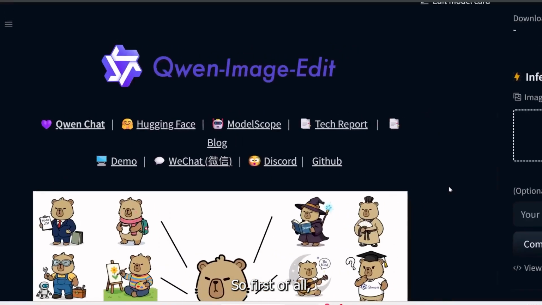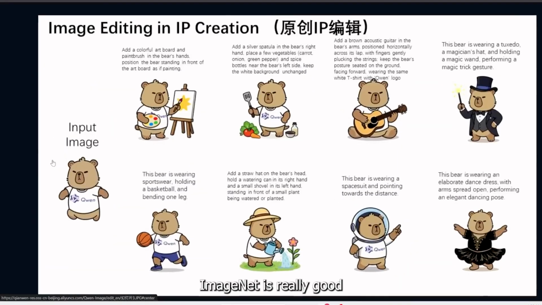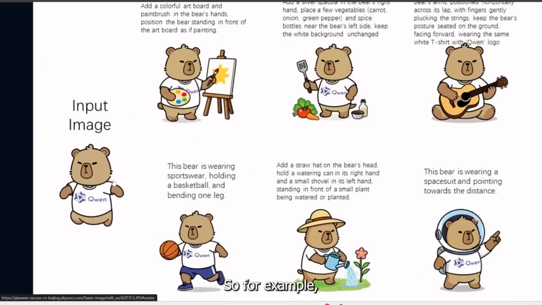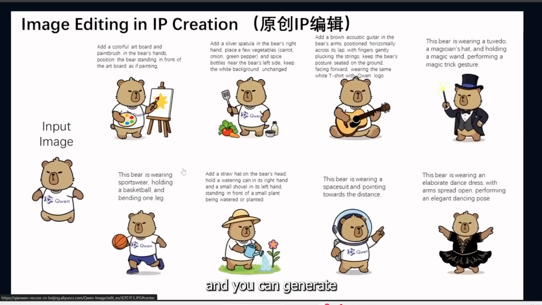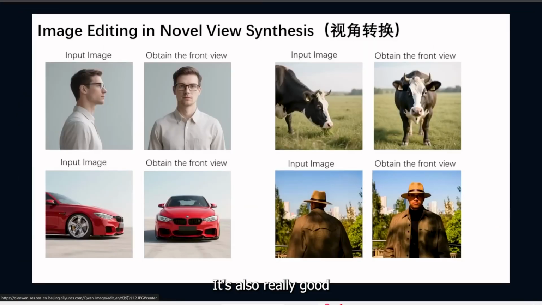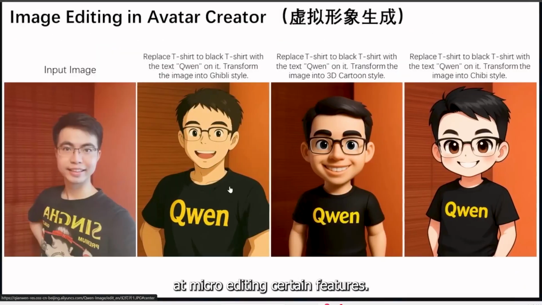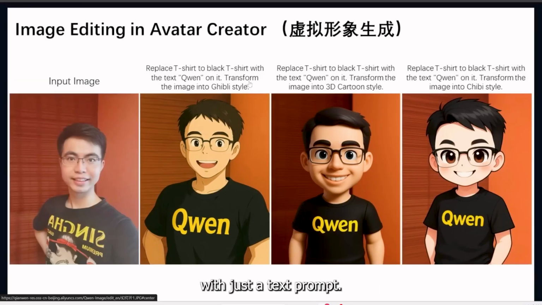Let's jump right in. So first of all, let's look at their announcement page and some of the demos that they've published. Qwen Image Edit is really good at accurately portraying your reference images. So for example, you can input this image of a character and you can generate additional images of it doing all sorts of things, like painting on this canvas, or cooking something, or playing the guitar, or doing some magic. It's also really good at generating different views of an existing photo. And of course, this is really good at micro-editing certain features. For example, we can replace this design on his t-shirt with the text Qwen, and then we can turn this into Ghibli style, or 3D cartoon style, or chibi style. And note that you can do all of this with just a text prompt, so you don't need to do any manual brushing or editing.